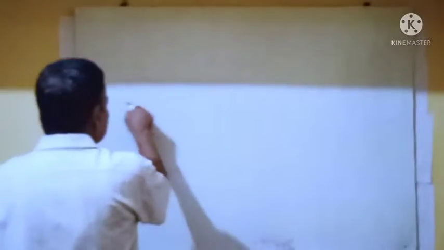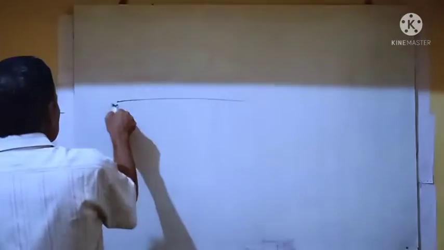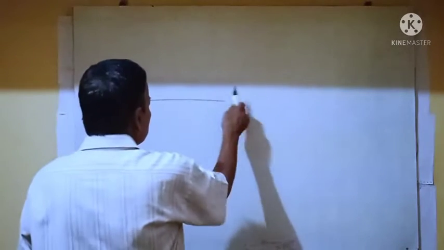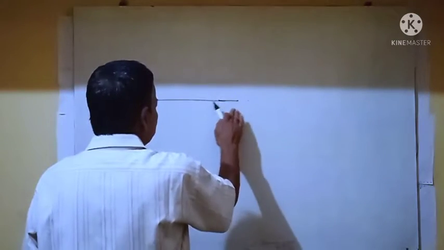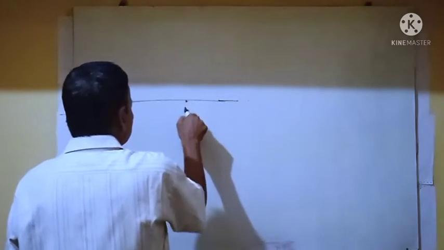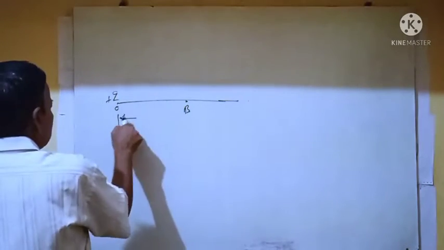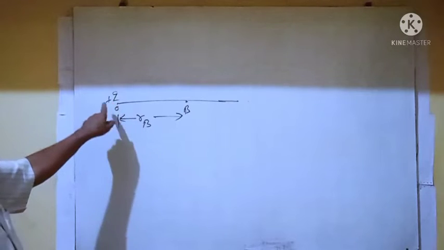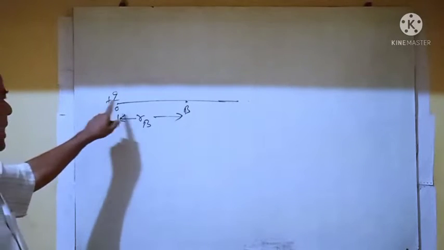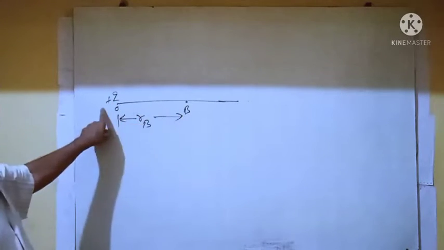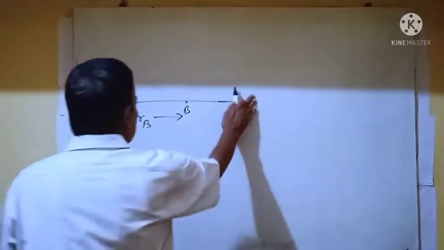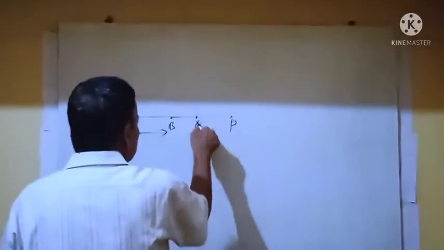Suppose that here is a charge Q, and suppose that here is a point B. Suppose that it is a positive charge plus Q and it is a point B, and what is the position of the point B? That is equal to RB. And suppose that there is a point P, here is a point B, here is a point Q.